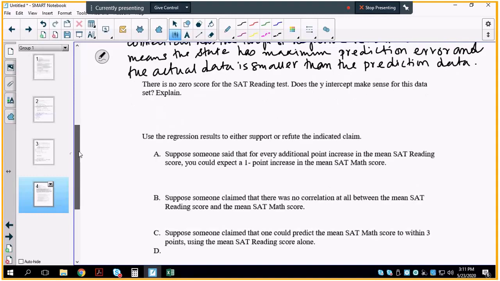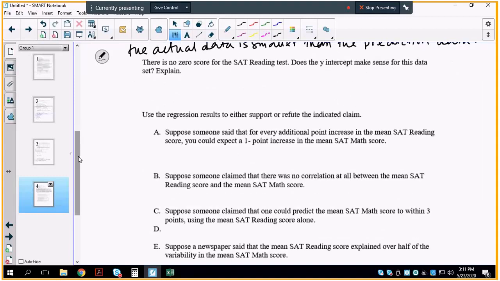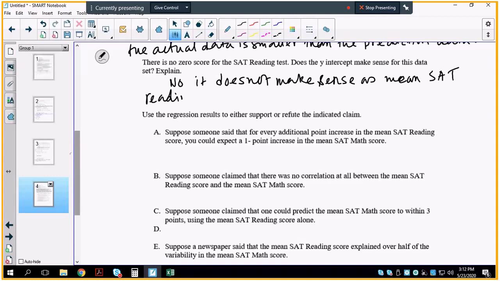There is no zero score for SAT reading test. Does the y-intercept make sense for this data set? Explain. So we'll say no, it does not. We answered this question already once. No, it does not make sense. And why it doesn't make sense? Well, because mean SAT reading score cannot be zero.